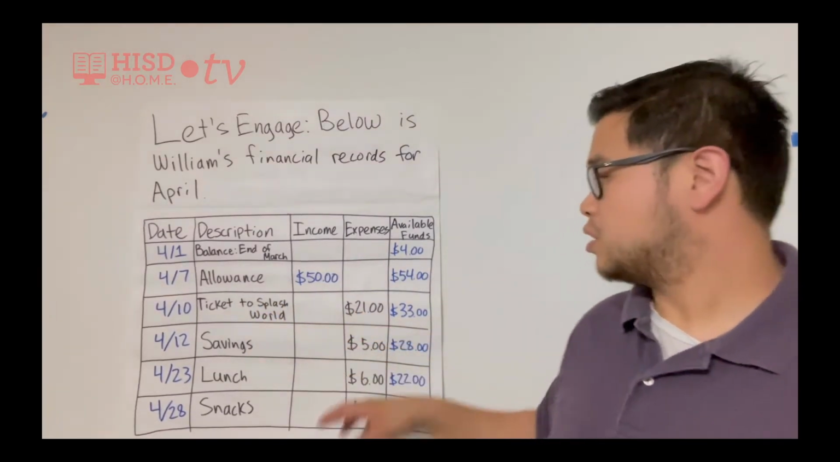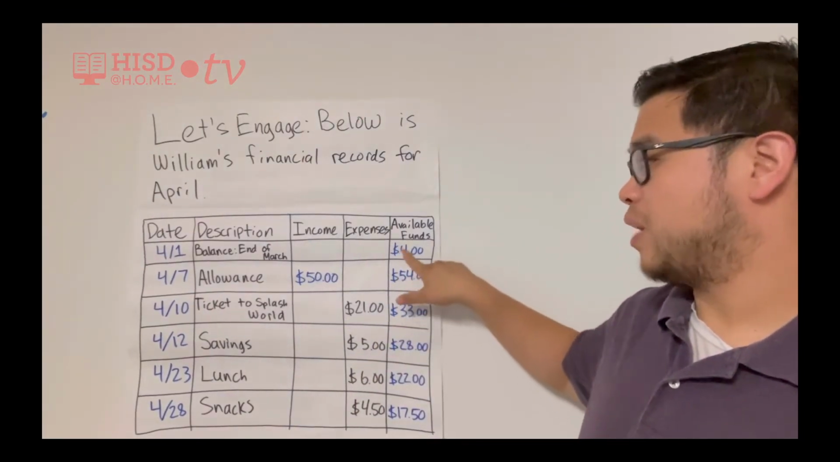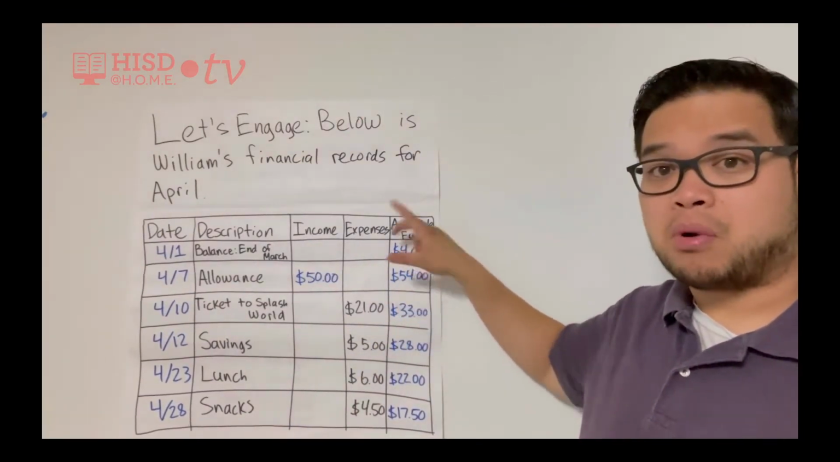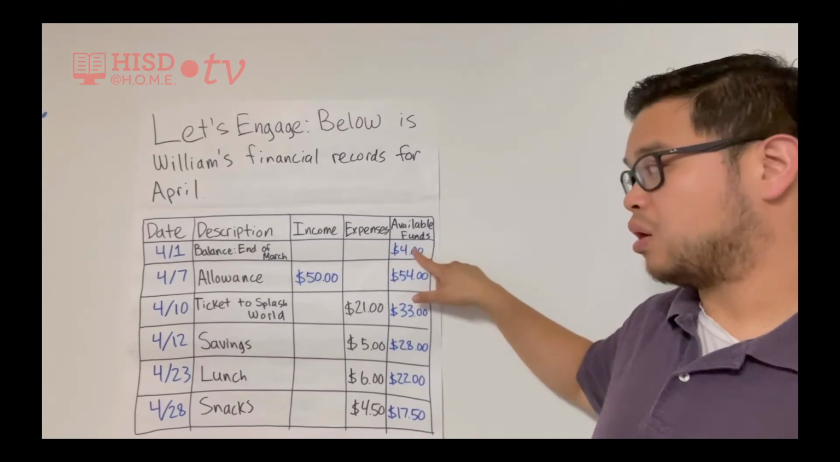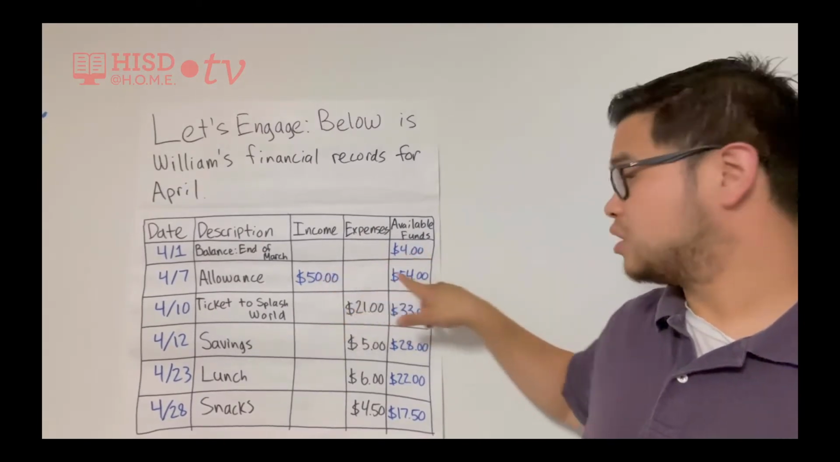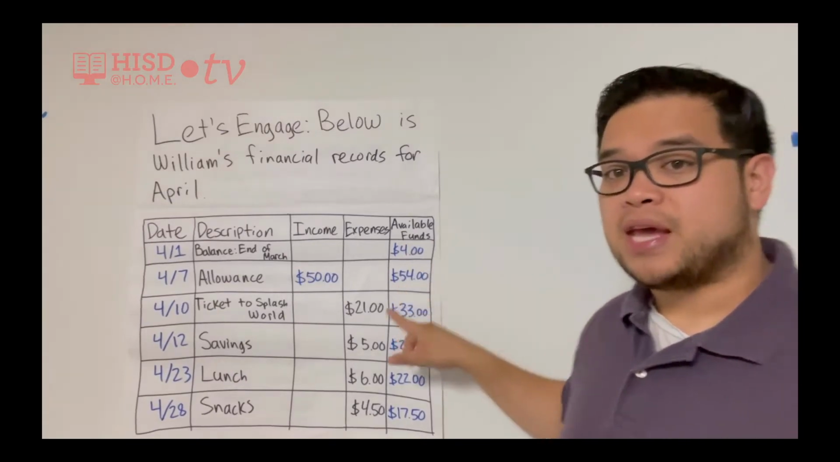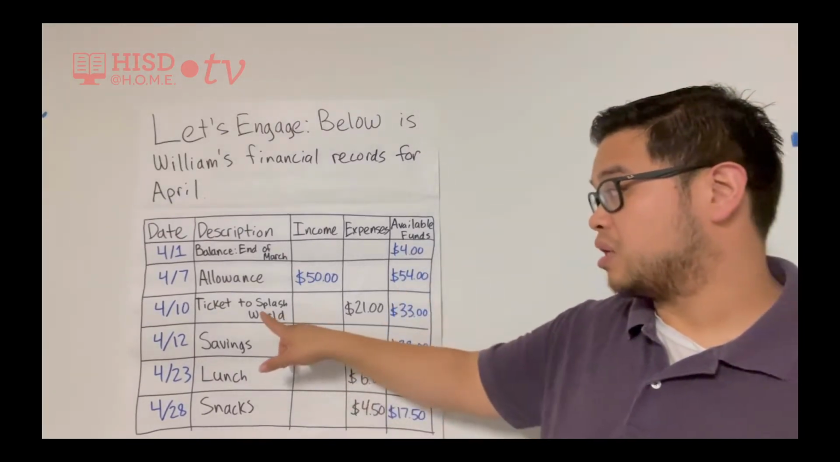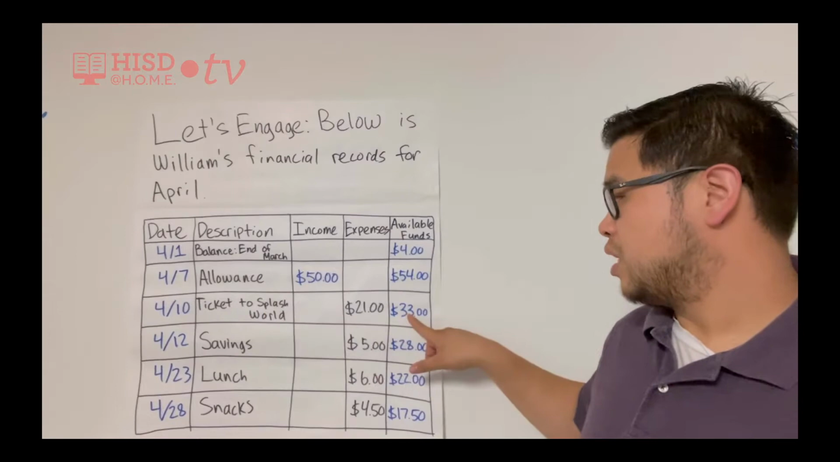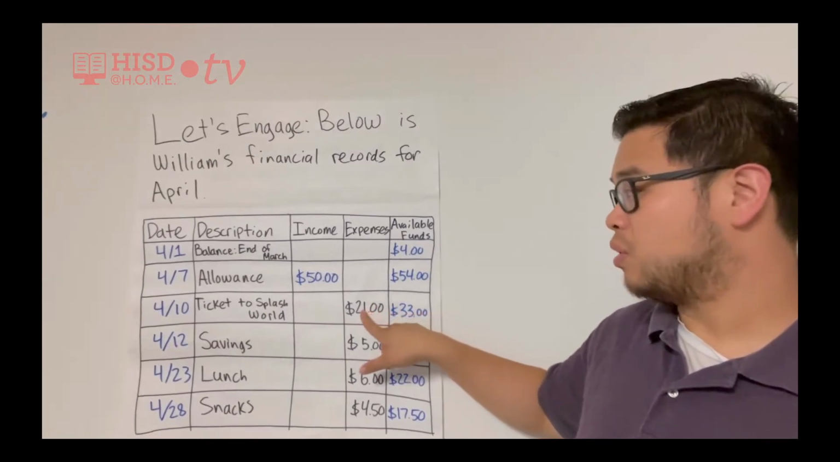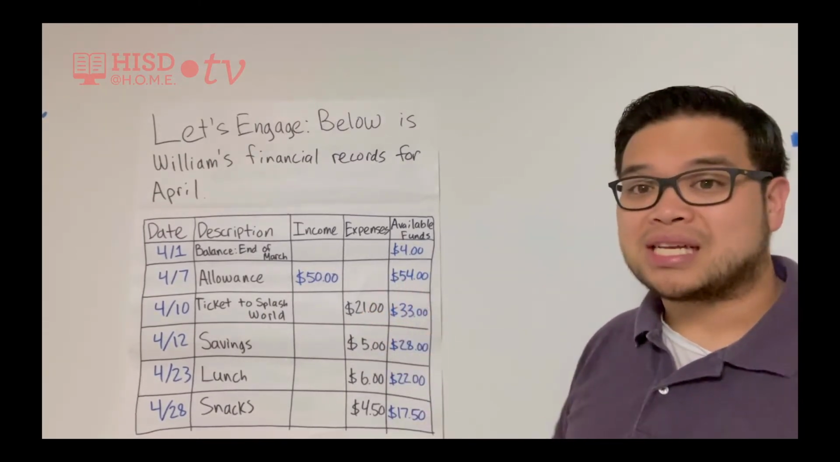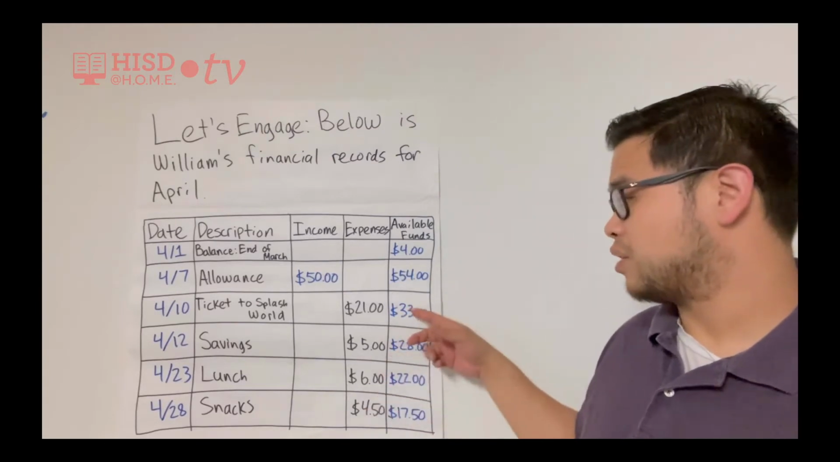So what we did was we had the $54 here because we added how much he had left over from March, which is $4, and how much he got for his allowance, which is $50, plus the $4 gives us $54. And then when he goes out and spends the money on Splash Town, we have to subtract the $21 from $54 because that's money that he used from his income. So that's how we got the $33.